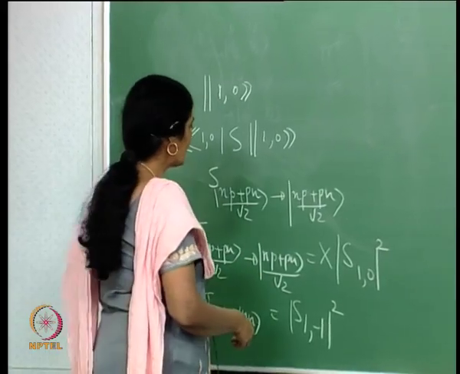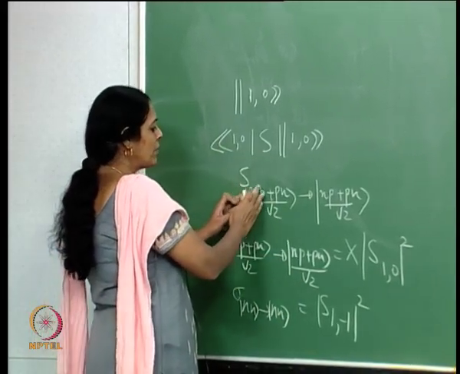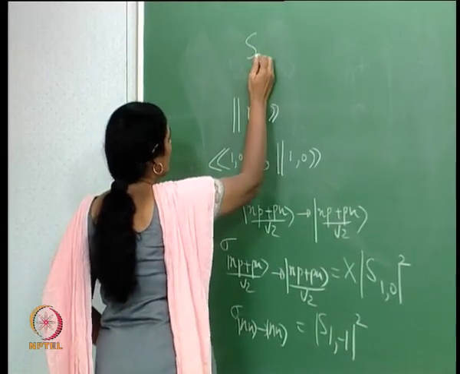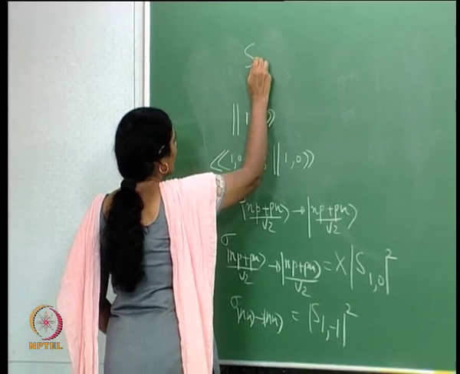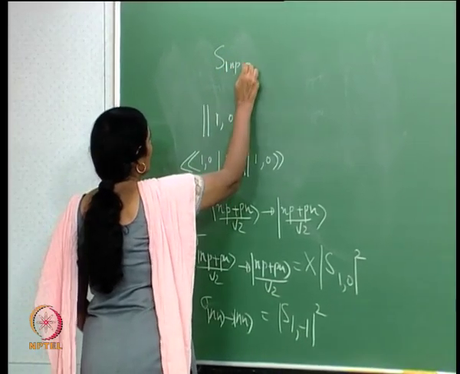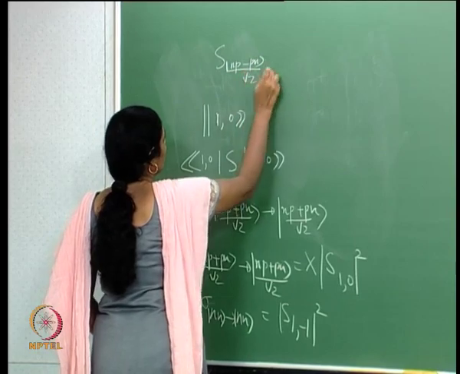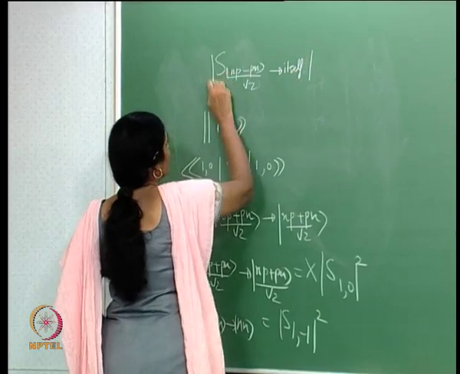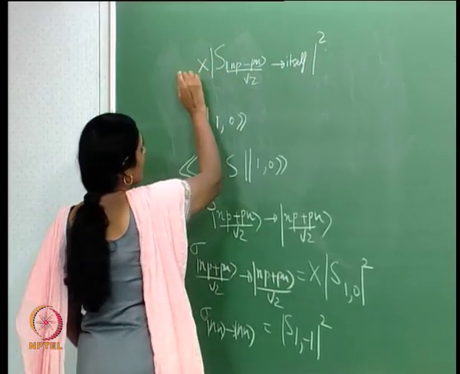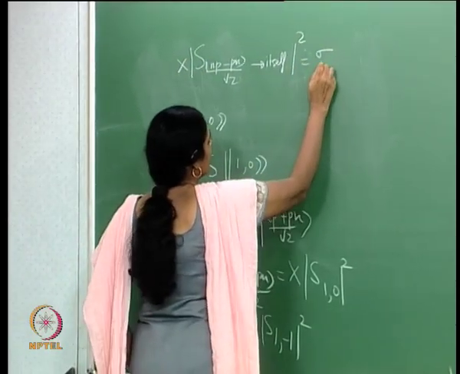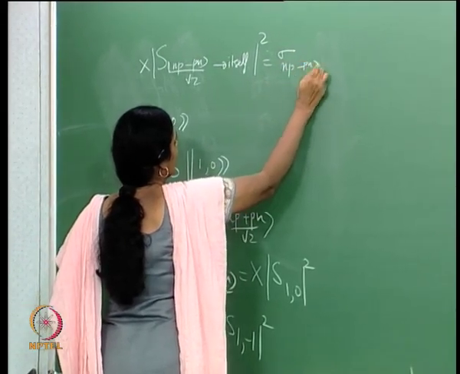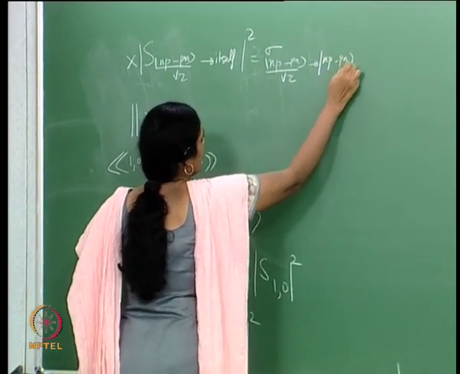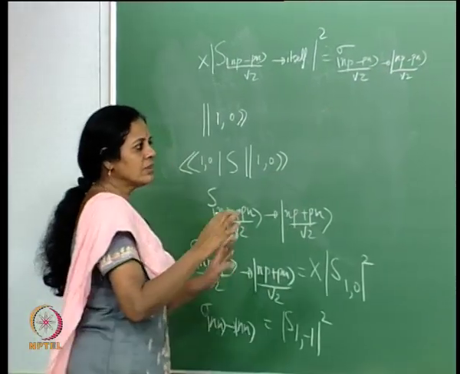Now, I could have prepared it in the state ket Np by root 2 minus ket Pn by root 2, which is what I have there. So, the probability S for Np minus Pn by root 2 going to itself, this mod square apart from a constant factor is sigma Np minus Pn ket by root 2 going to Np minus Pn by root 2. And this is what I have.